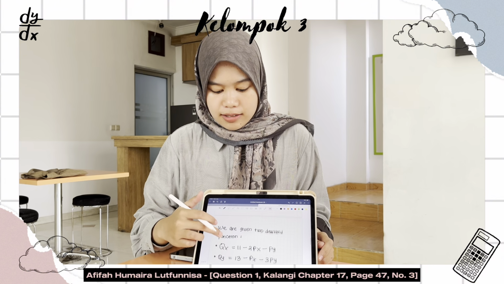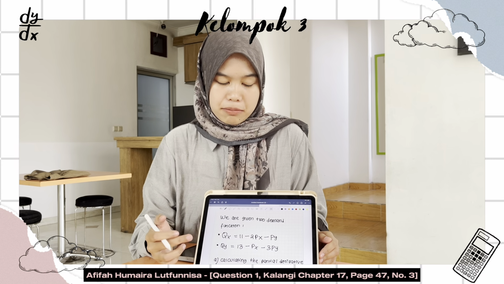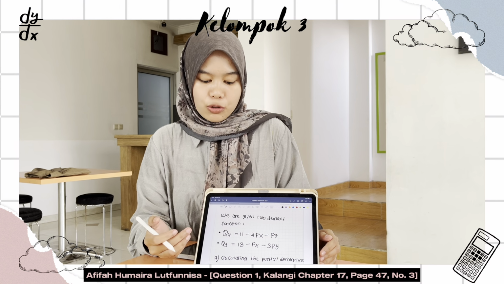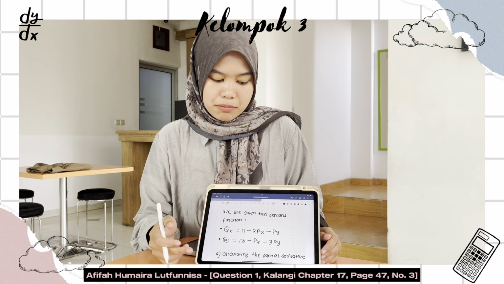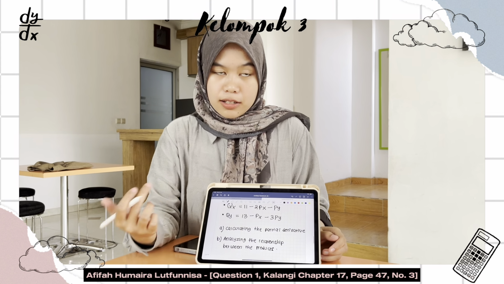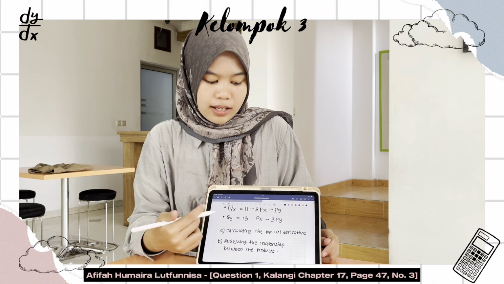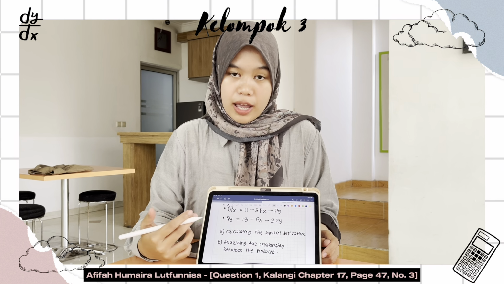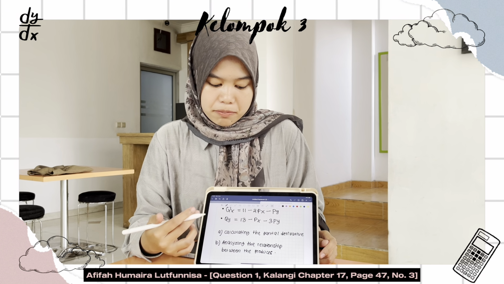This is from book 2 Kalengi, page 47, number 3. We are given two demand functions: Qx equals 11 minus 2Px minus Py, and the second function is Qy equals 13 minus Px minus 3Py. The question in number A is calculating the partial derivatives, and B is analyzing the relationship between the products.